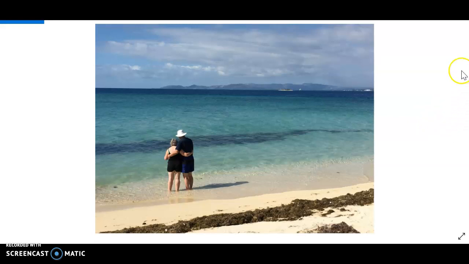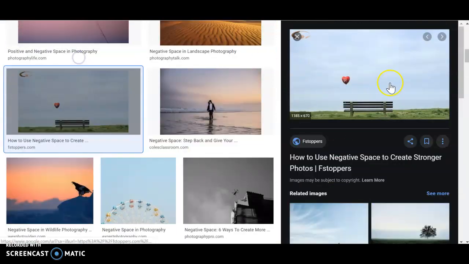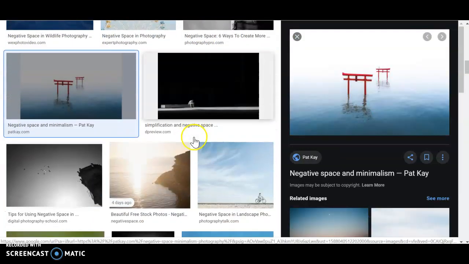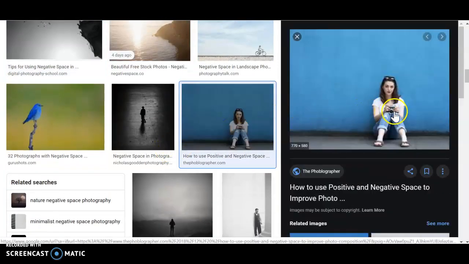So when you take a picture, you've got to pay attention to the negative space. What's going on around your picture? Yes, there's a bench and a balloon, but also there's grass and sky. What I want you guys to think about this week is taking a couple of photos where the negative space is really important.